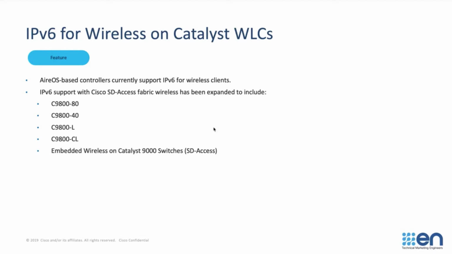But with this particular release of 2.1.2.5, we started supporting IPv6 on the Catalyst 9800 series WLAN controllers, as well as the embedded WLAN controllers which are running on Catalyst 9000 switches, like all the 9800s, 9840s, as well as the 9800 CL and the L series, along with the embedded WLAN controllers which we started supporting on 9300s, 9400s, and 9500s. All these support IPv6 configuration.